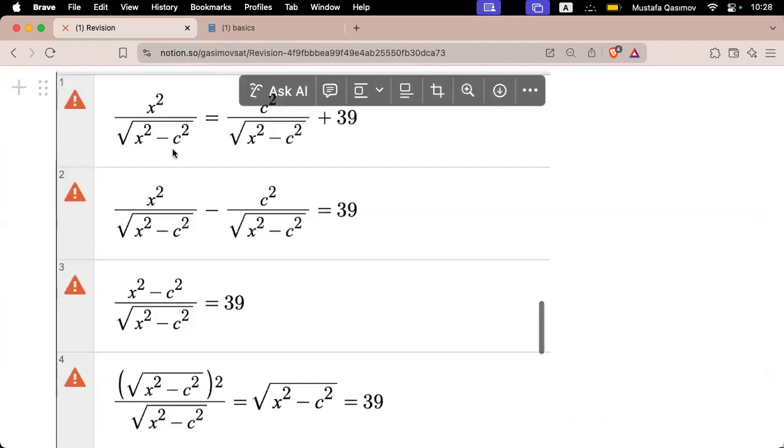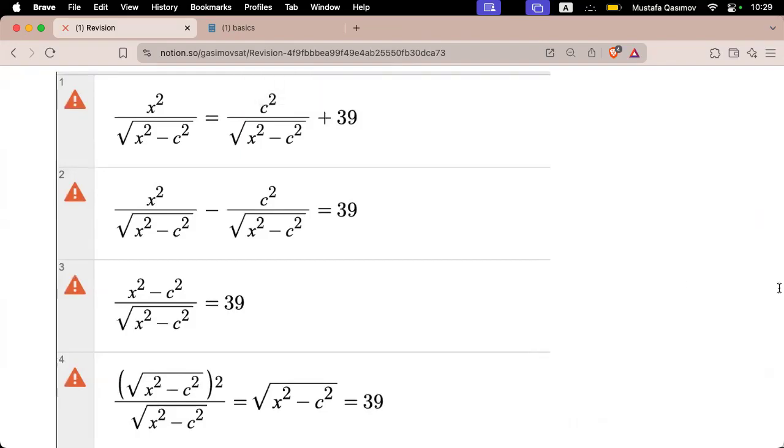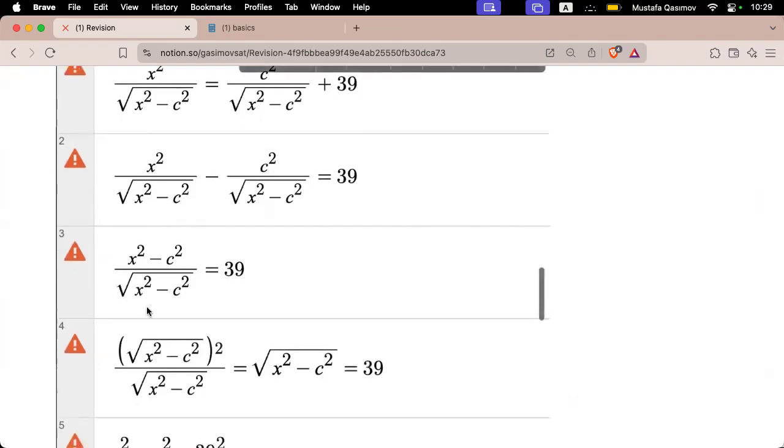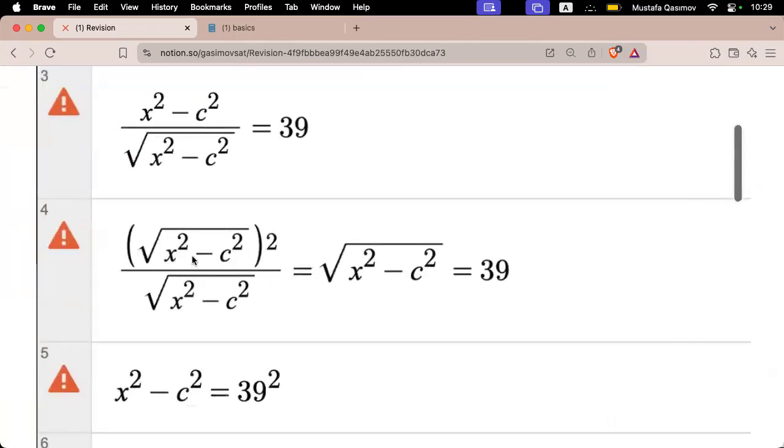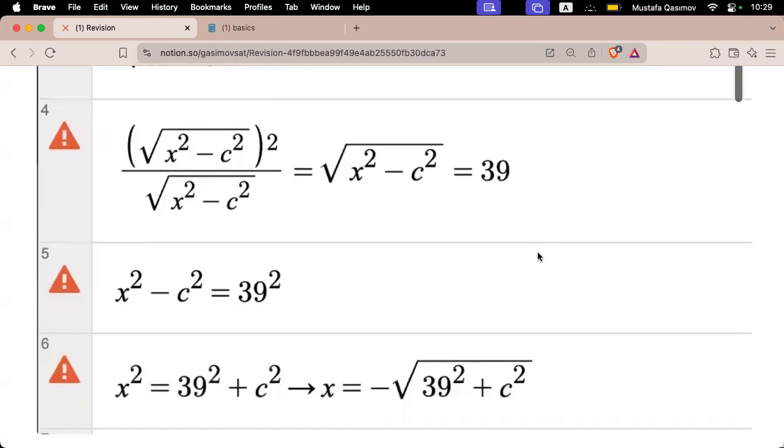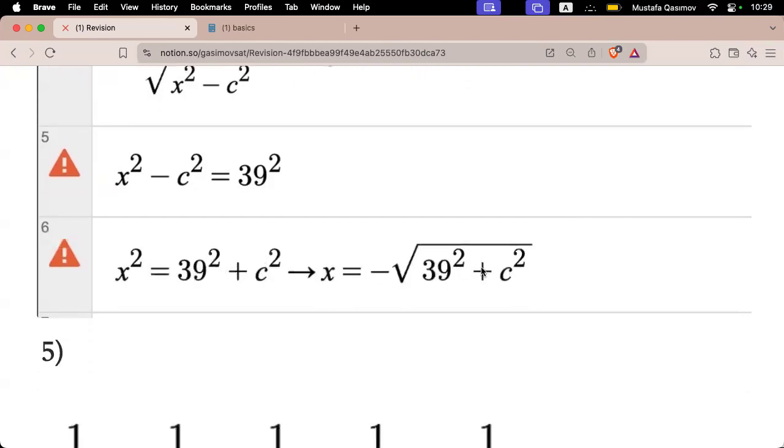Then you will get like that. Then you can see that their denominator are same, right? If their denominator are same, we can write it like this. After that, we can write first one square root of x squared minus c squared squared like this. Then we can eliminate that one and we will get this equation. And from here we will get x is equal to negative 39 squared plus c squared.